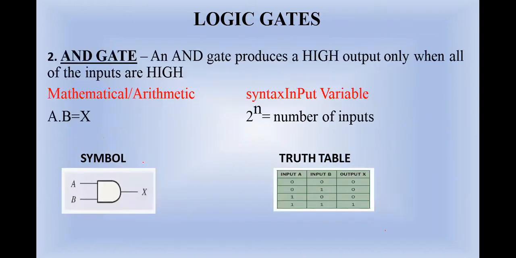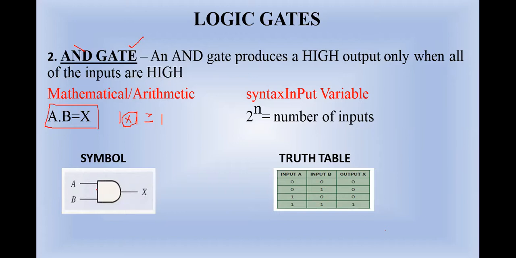The second gate we are going to look at is the AND gate. The AND gate, mathematically, is given by A times B. A times B is equal to X. So when you say AND gate, it has a mathematical symbol. If it's 1 times 1, it is equal to 1, like that. That is the mathematical symbol. It goes with the multiplication symbol. When you're talking of the AND gate, you're talking about multiplication. That is the first thing.